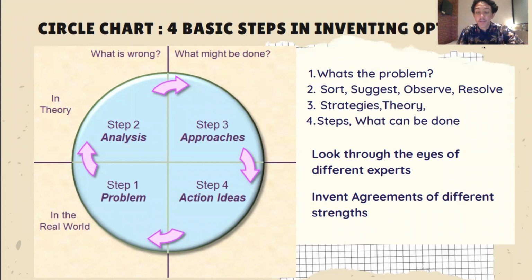So there are also other key aspects to keep in mind, which is to look through the eyes of the different experts, so as to generate multiple options. The second thing to keep in mind is to invent agreements of different strengths. So you can multiply the number of possible agreements on the table by thinking of other weaker versions, which I'm going to elaborate further in the next slide.